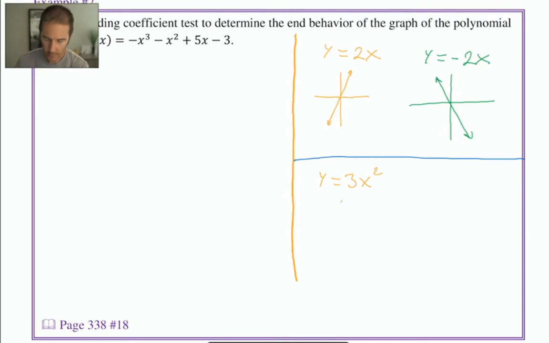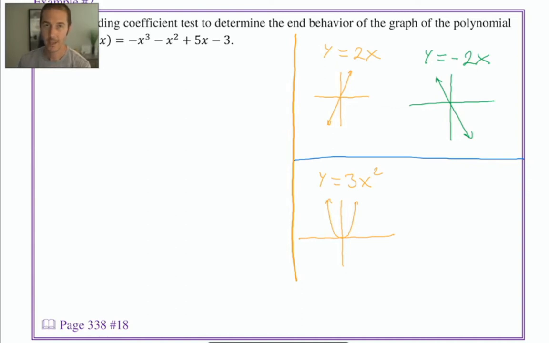Do we know what this graph looks like? You should. It's a parabola. It passes through the origin, and that 3 out front makes it look kind of skinny. It gets tall quite quickly as we go out in either direction.